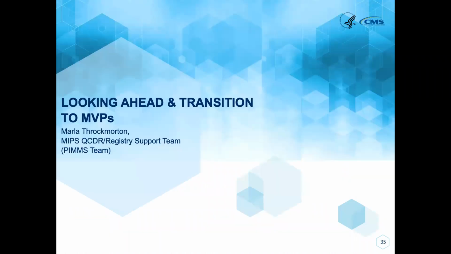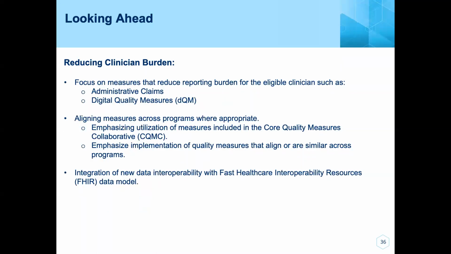Looking ahead and then on to the transition to MVPs. Next slide, please. These are the things that CMS is focusing on: reducing clinician burden. CMS wants to focus on measures that reduce reporting burden, such as using administrative claims or digital quality measures, aligning measures across programs where appropriate. Want to emphasize the utilization of measures included in the core quality measures collaborative. Emphasize implementation of quality measures that are aligned or similar across programs. Also related to, for example, the digital quality measures is integration of that new data interoperability with Fast Healthcare Interoperability Resources, or FHIR data model. Next slide, please.